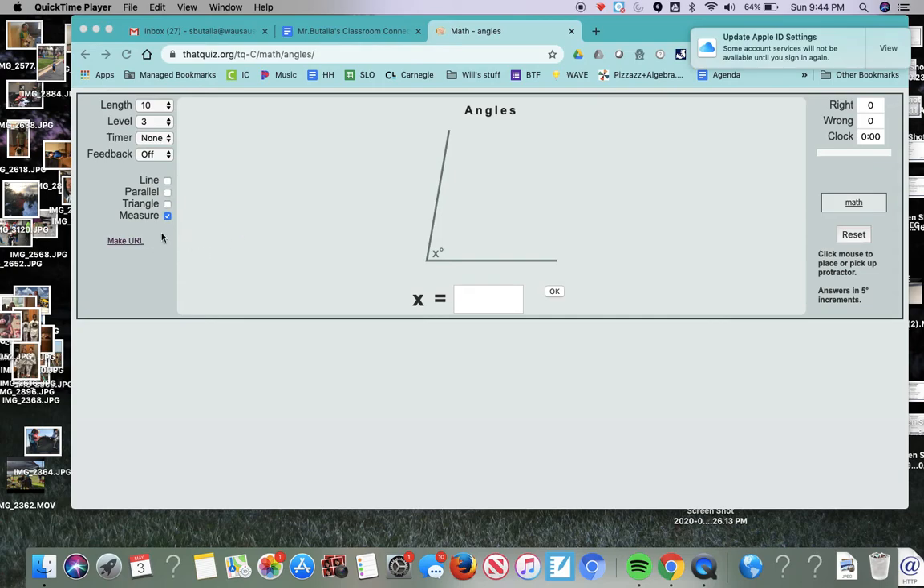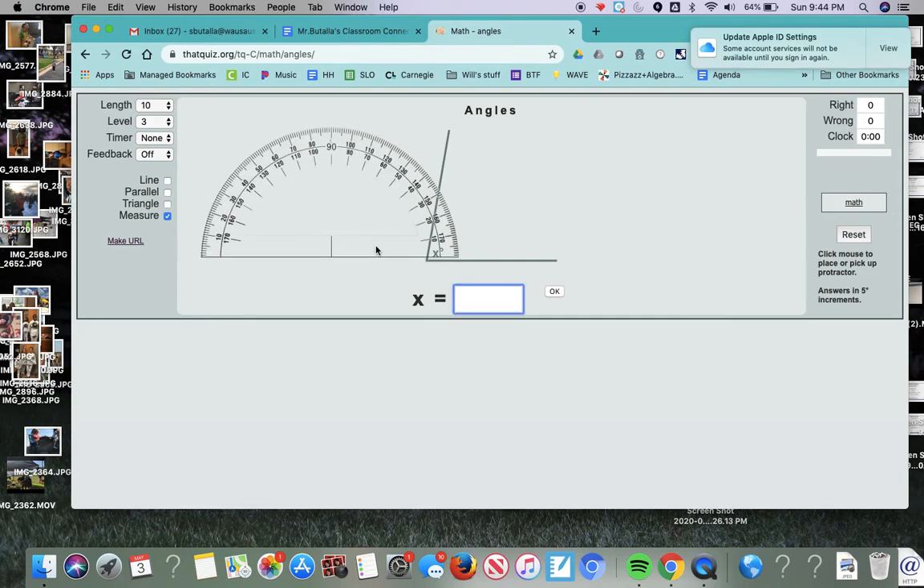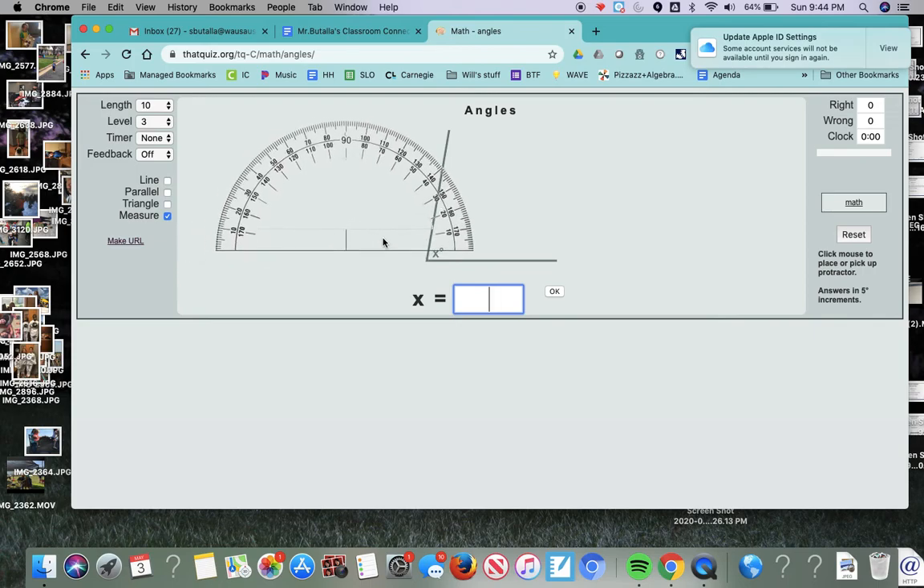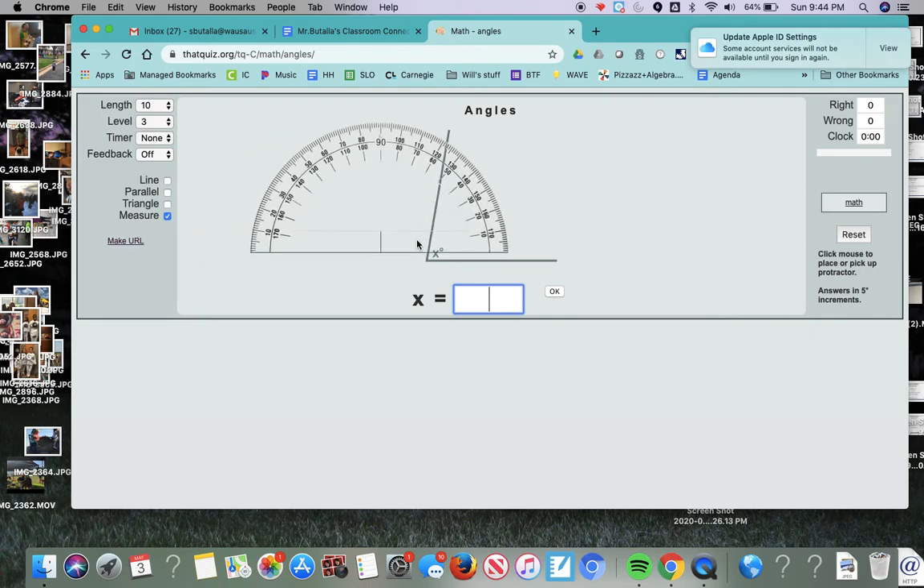You're not going to see a protractor, but as you come on here and just move the cursor around, you can see all of a sudden a protractor appears. It's awesome. It's like magic. So, a little review on this.